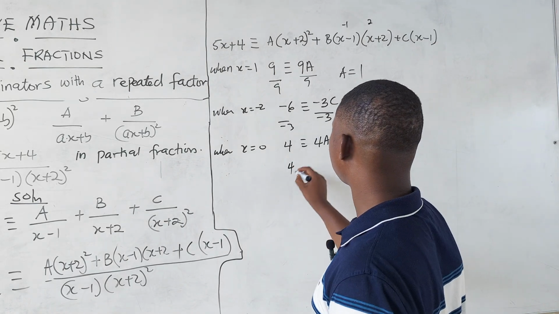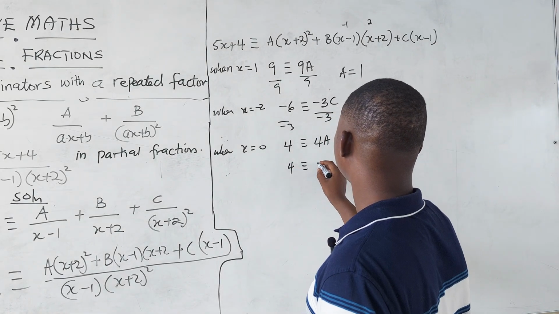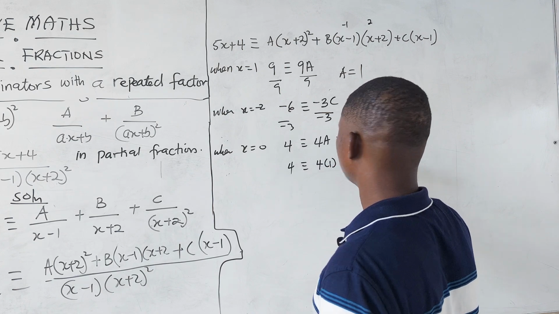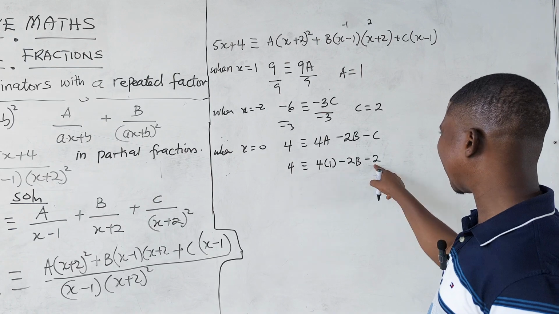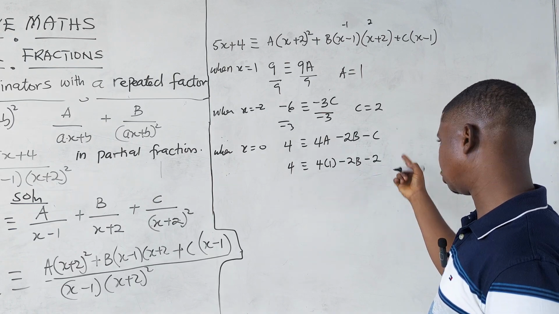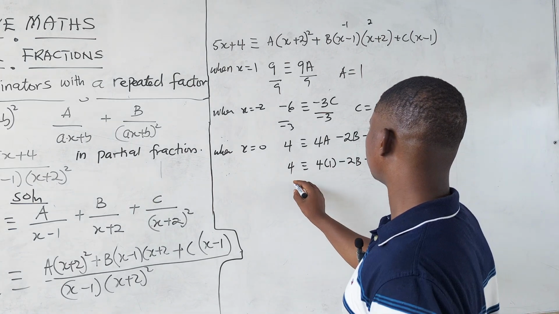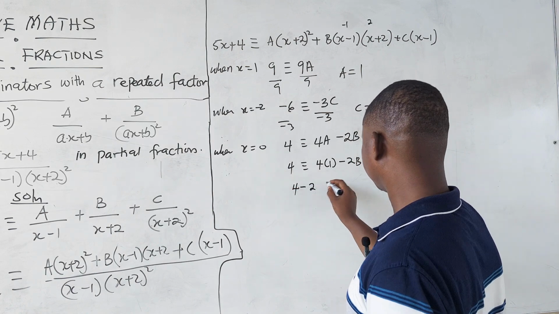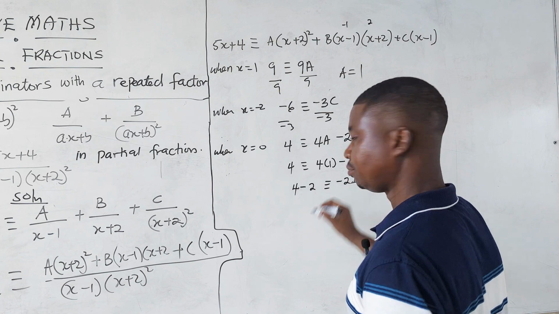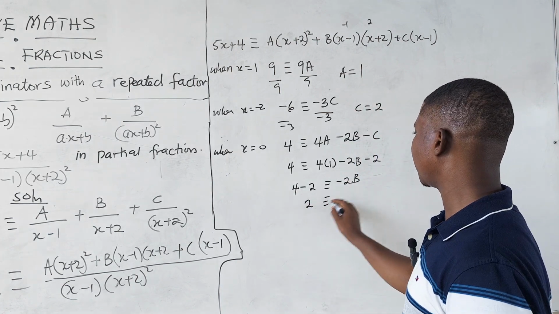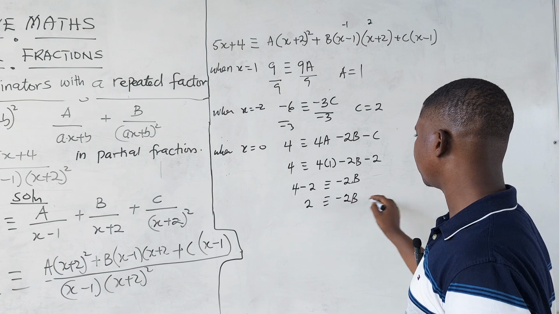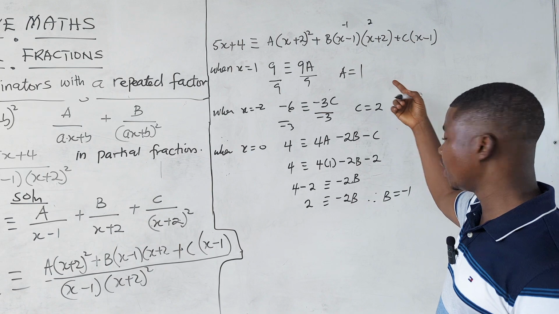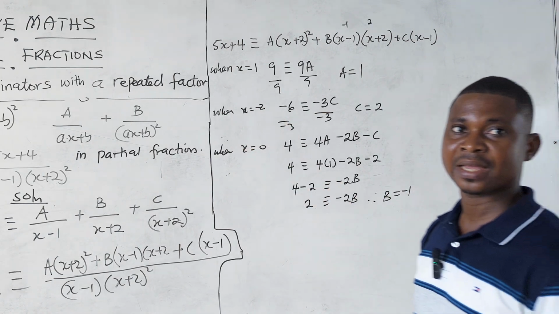Having gotten that, the rest you can substitute A and C into that. So 4 is equivalent to 4 times 1, minus 2B, minus 2. So we have 4 minus 2, you are going to get 2. So you send this one here. So 4 minus 2, which is equivalent to minus 2B. So we have 2 is equivalent to negative 2B. So therefore B will give us negative 1. So having B to be negative 1, we know A and C. So we finish it by substituting into that.